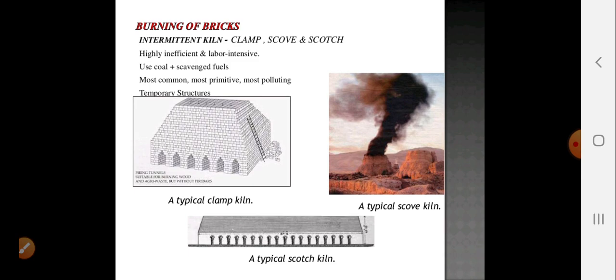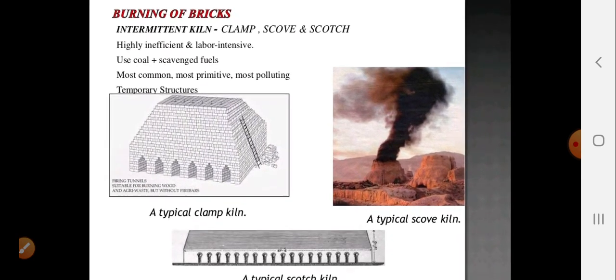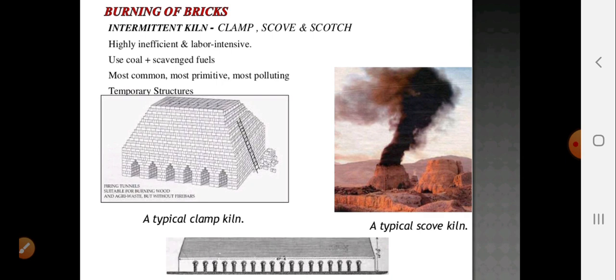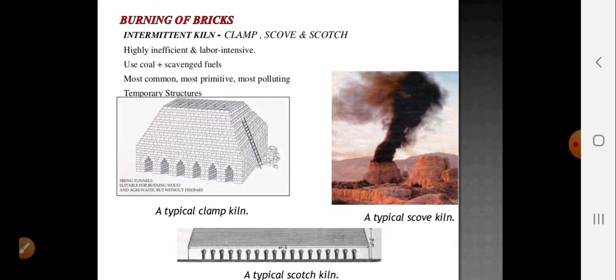Next is burning of bricks, that is firing, and for this we use a kiln. First is the intermittent type of kiln: clamps, Kasel, and Scotch. These are not very efficient, highly inefficient, and labor intensive. They use coal and scavenged fuels. Most common, most primitive, and most polluting. It is most common in rural or local productions.